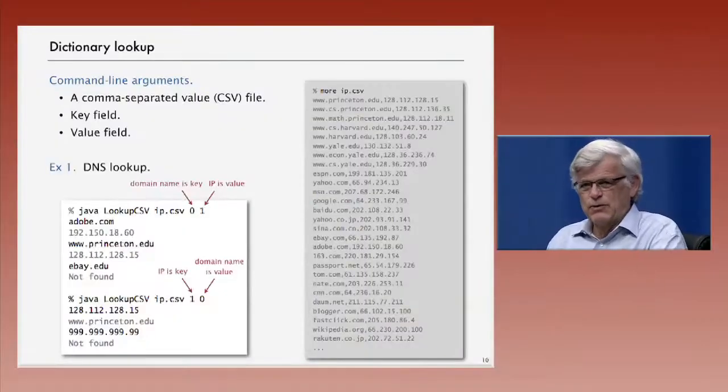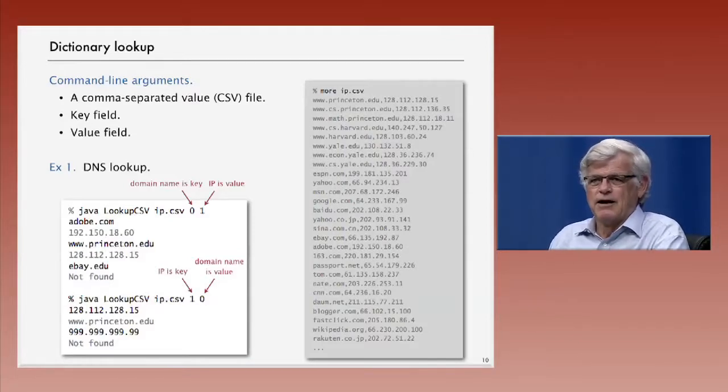Now let's look at a dictionary client, another very useful and common application of symbol tables. In this case, we're going to write a client called lookup CSV that is going to take three arguments. The first will be a file name, a so-called comma-separated value file, and the next two arguments are integers, which will tell us what to treat as keys and values in the file.